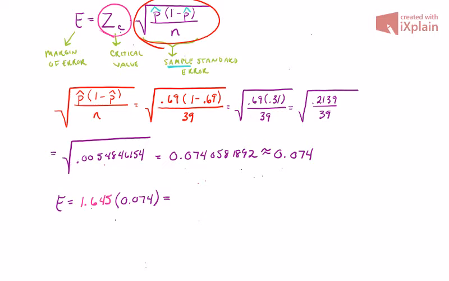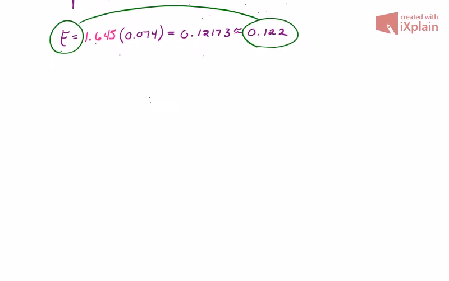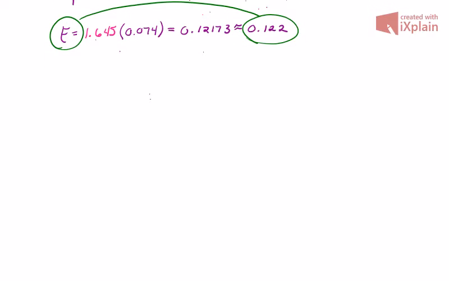So taking care of this multiplication, we are going to get a value of, let's see here, 0.12173. And again, if I round this to the third decimal place, it's going to be around 0.122. Okay, so this value that we have here is E. Okay, so we're almost done. The next thing we want to do is actually create the confidence interval.